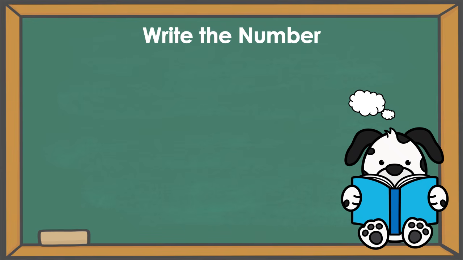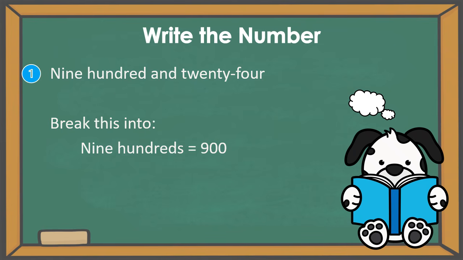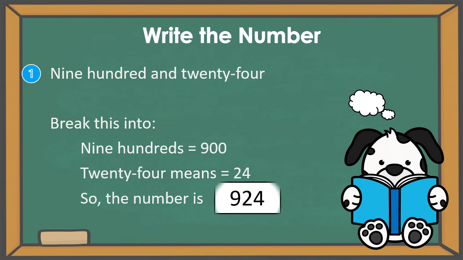Now we have to write the number from the given number name. The given number name is 924. We have to break this into two parts. First part is 900s and for this we will write 900. Second part is 24, which means 24. So the number is 924.